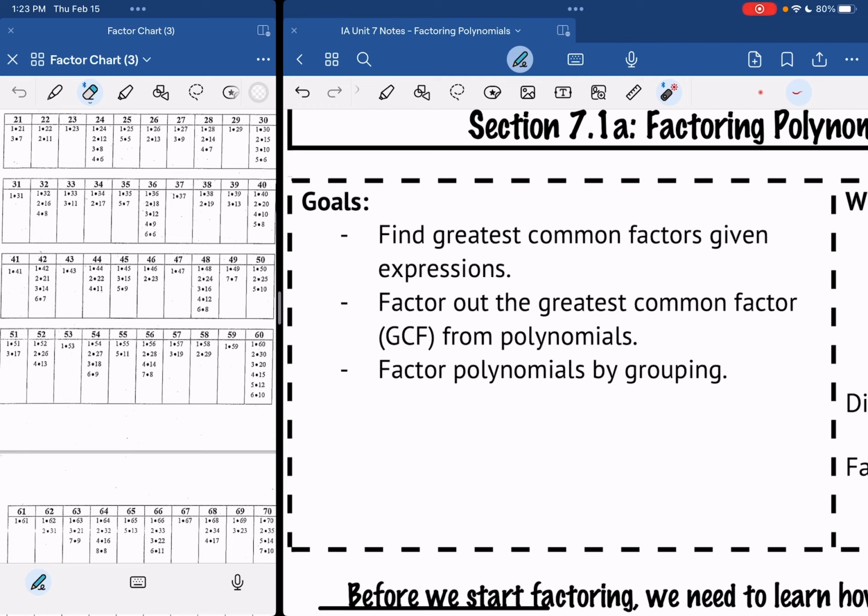Find the greatest common factors given expressions. Factor out the greatest common factor, so we're going to call that GCF, from polynomials. And factor polynomials by grouping.